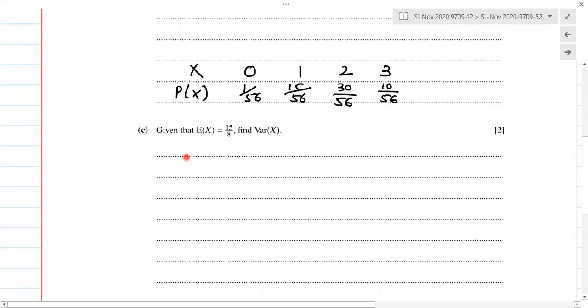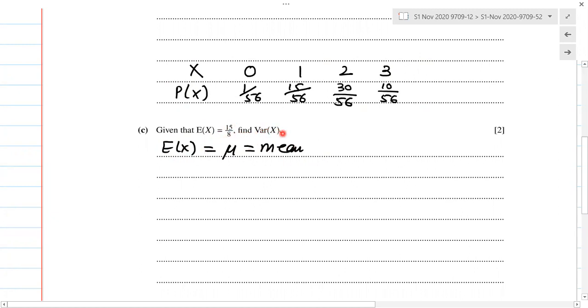Okay, question number two has one more part. So I've copied the table which we got from part B, basically over here, because we're going to use this in part C. It says given that E(X) is, remember, E(X) is the expectation, which is basically mu, or it's also the mean. They all mean the same thing. That's given as 15 over 8.